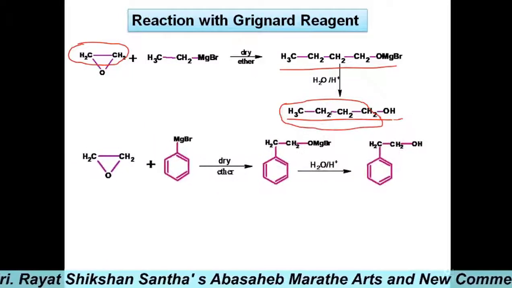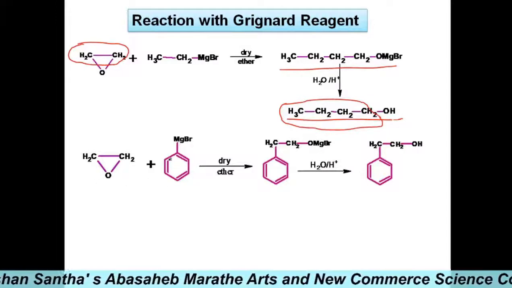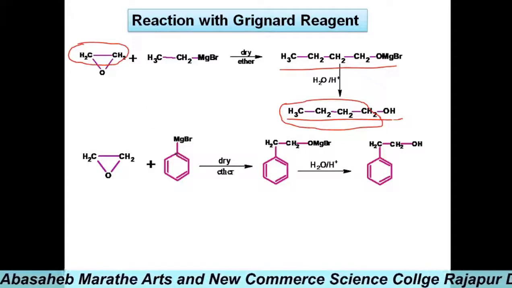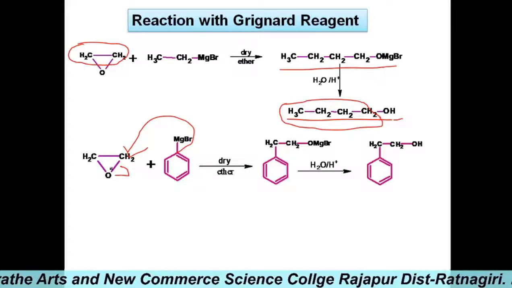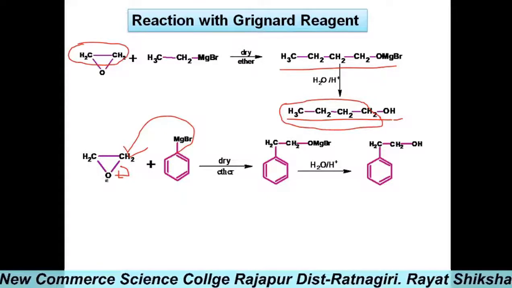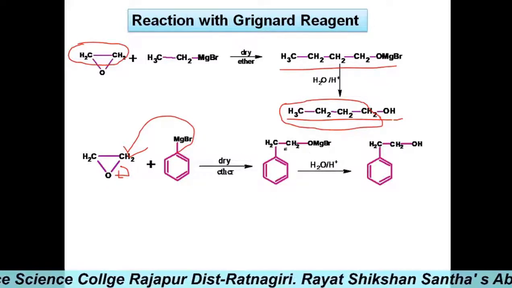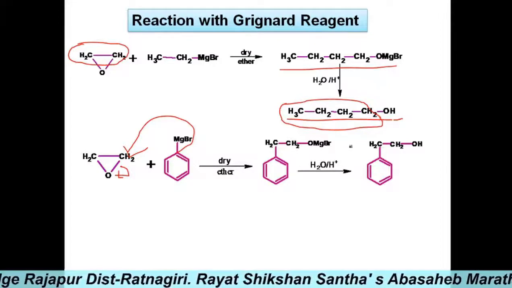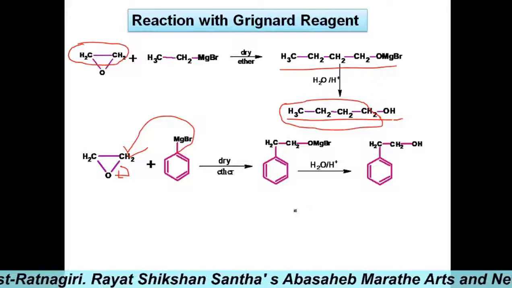In the second example, we add phenyl magnesium bromide to ethylene oxide. The phenyl magnesium bromide attacks this carbon, breaking this bond. What happens? Ph CH2 CH2 OMgBr. This adduct on hydrolysis converts the O minus to OH, giving the primary alcohol product.